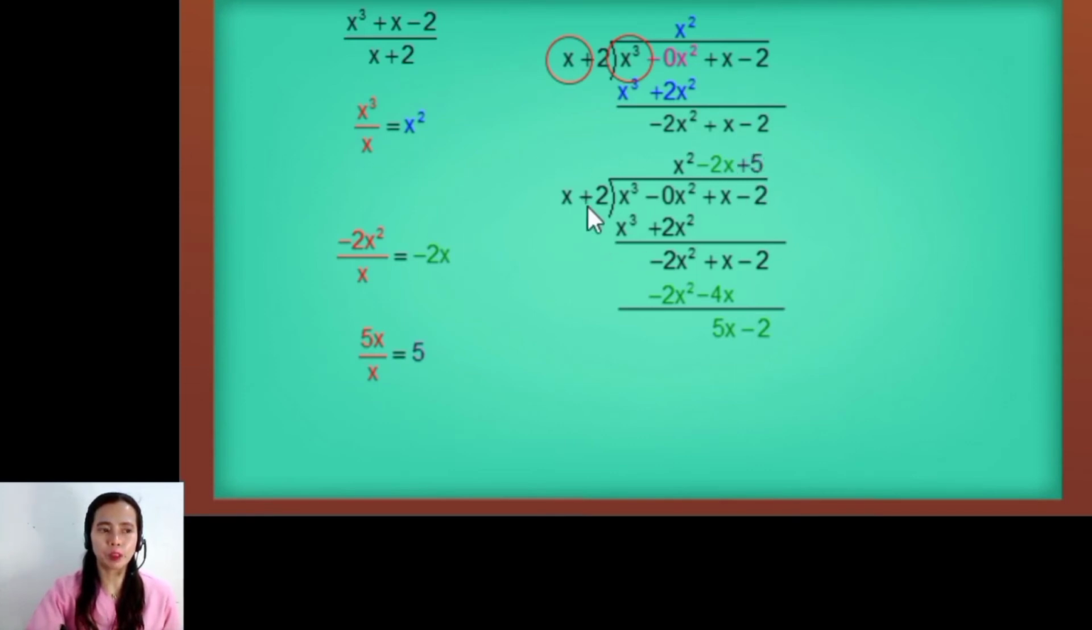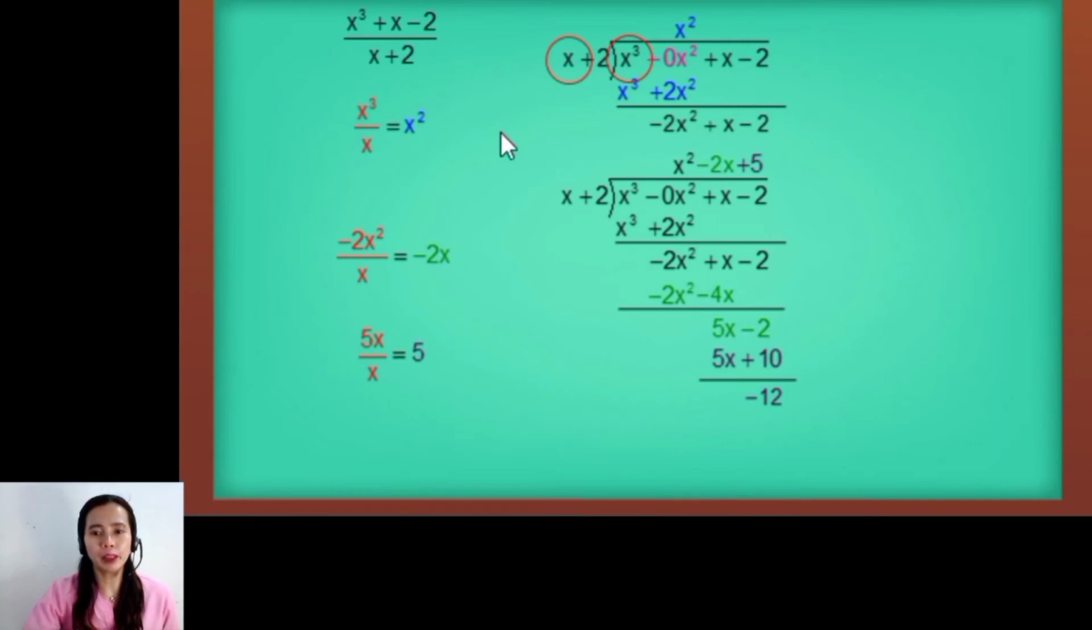Then repeat the process. Multiply it to this. So we have 5x plus 10. Then, subtract. Change the sign of this. We have negative 10. Negative 2 plus negative 10 is negative 12. So, the remainder is negative 12.